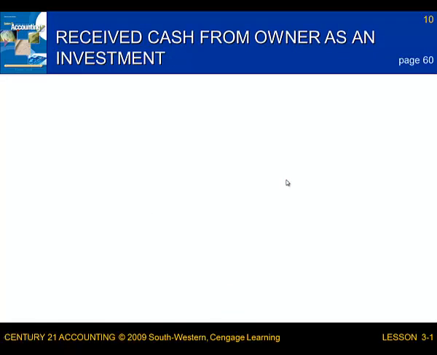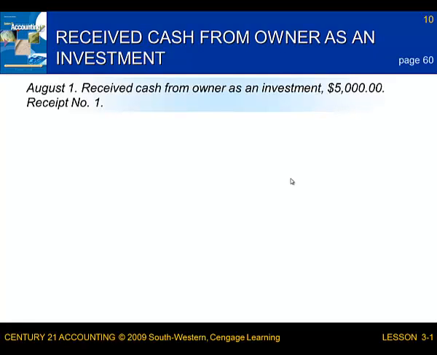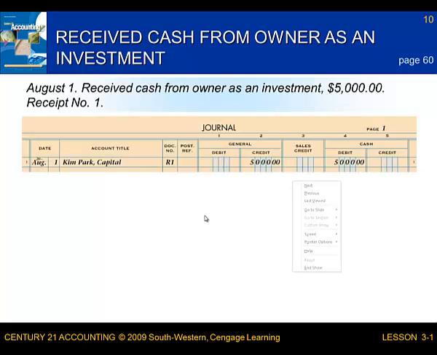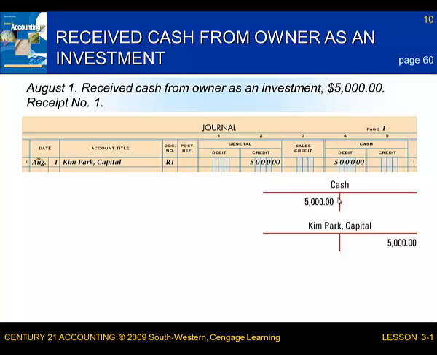So let's start journalizing. The first thing we're going to do is talk about receiving cash from an owner as an investment. In this, I hope you realize that cash is a debit because cash is increasing. And then obviously, by default, our capital account must be a credit. So when you look at this one, you're going to see a couple things. First and foremost, we're going to put $5,000 as a cash debit. That's the most important thing. When we have that $5,000 cash debit, we know what we can do.